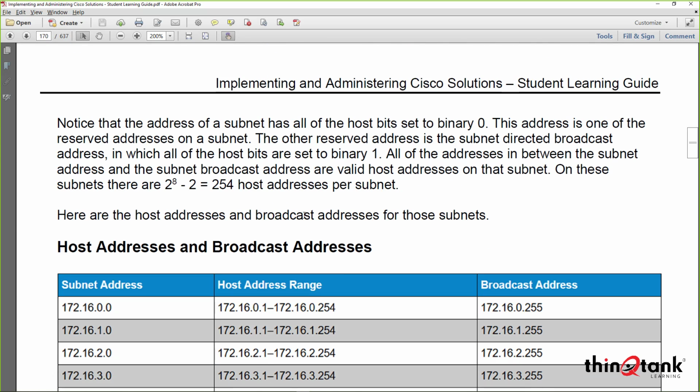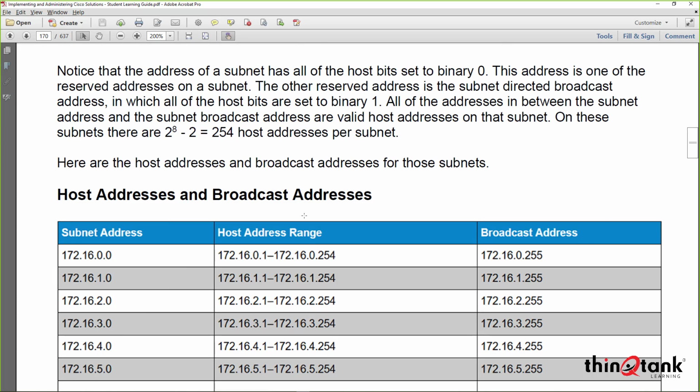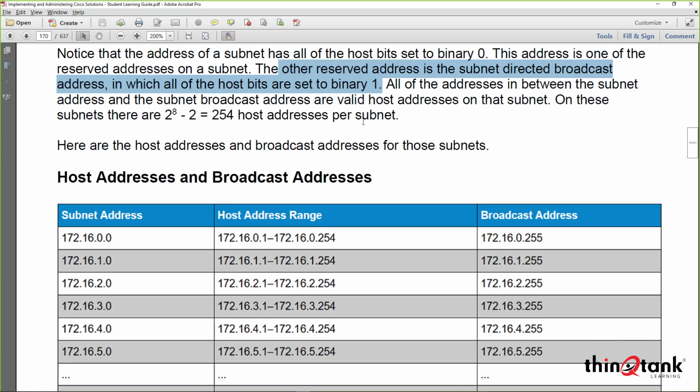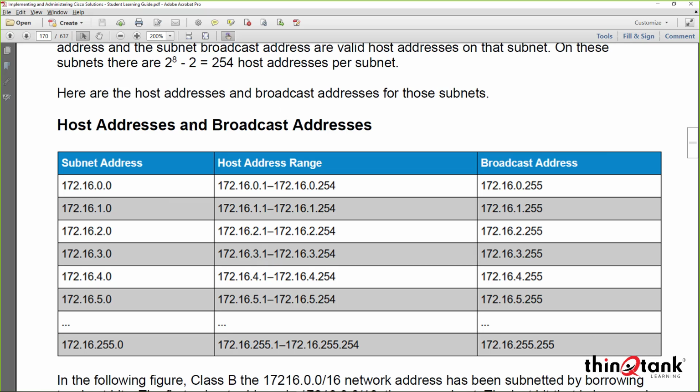Okay? Notice that the address of the subnet has all of the host bits set to 0. This address is one of the reserved addresses in the subnet. In other words, it's the network ID. The other reserved address in the subnet is the directed broadcast address, the last address in the subnet, where all the host bits are set to 1. Not the network bits, but all the host bits. All right? So they're just breaking down the anatomy of their subnet.